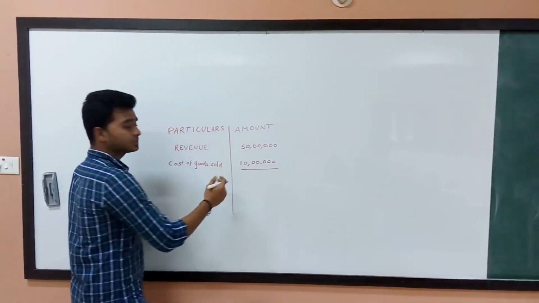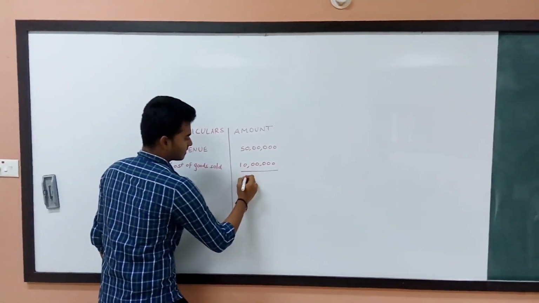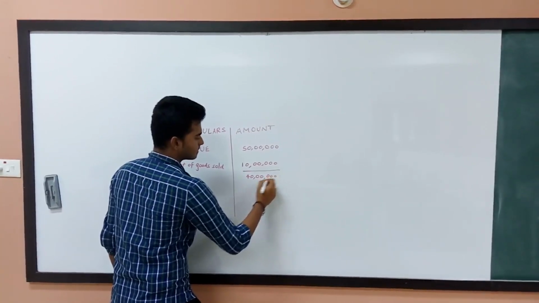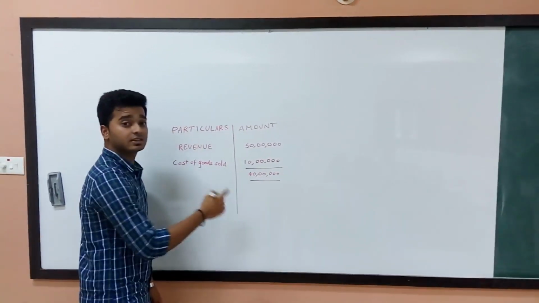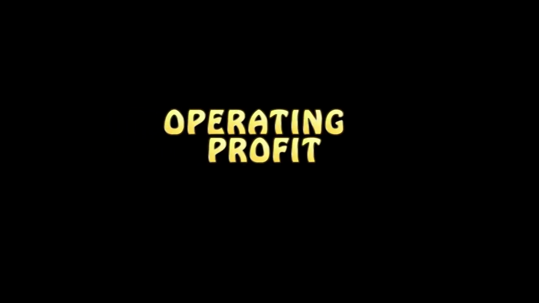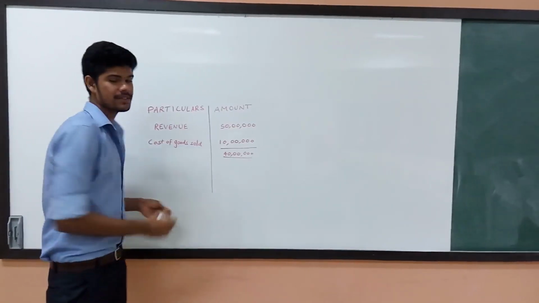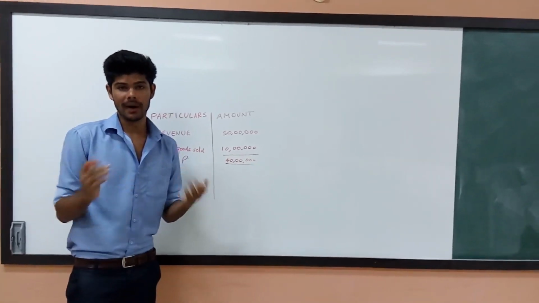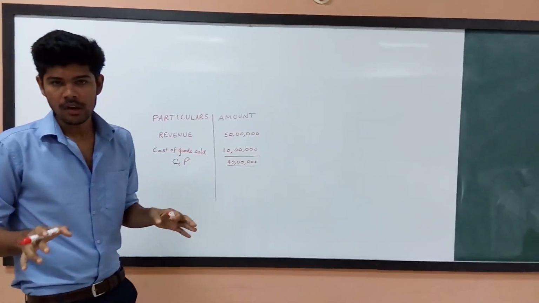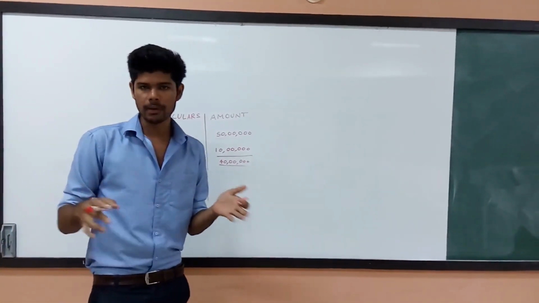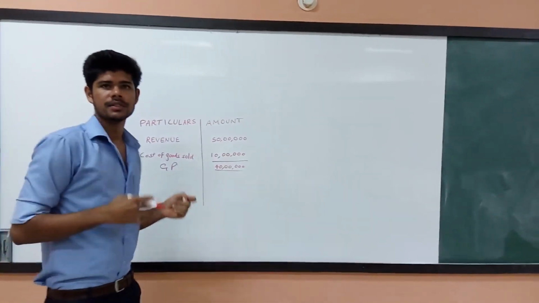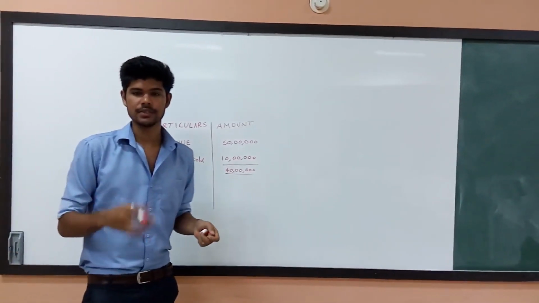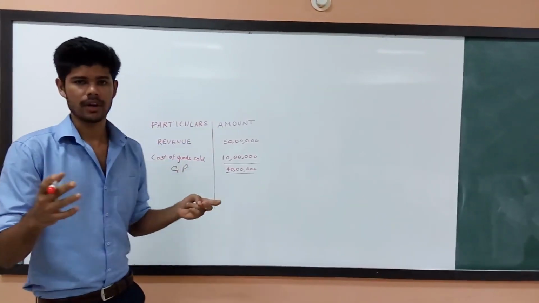We are deducting the COGS from the revenue, and we are getting a sum of 40 lakhs. This is termed as the gross profit. This number, the gross profit, will tell you how much profit we will make by selling our product in the company. And this is the profit before all the other expenses the company has to incur, that is wages, salaries, etc.